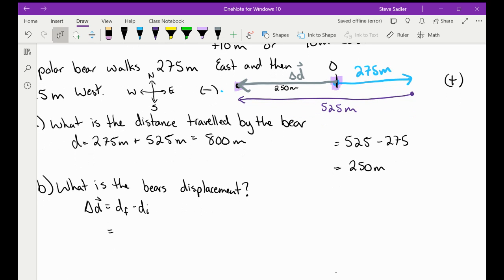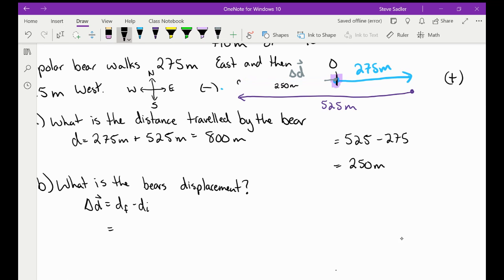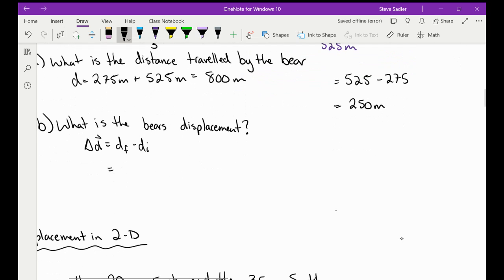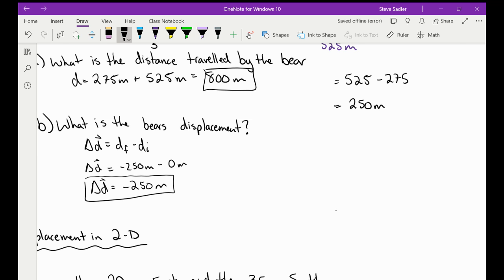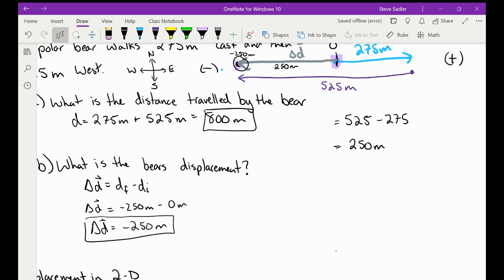So that means the initial position was at 0, and the final position right here, I accidentally hit the erase button, right here is at negative 250 meters. So our final position is negative 250 meters. Our initial position is 0 meters. So our displacement is negative 250 meters. Hopefully that made sense. I might have over-explained it a little bit, but we'll go from there.